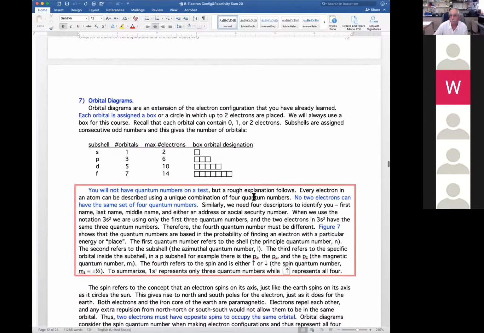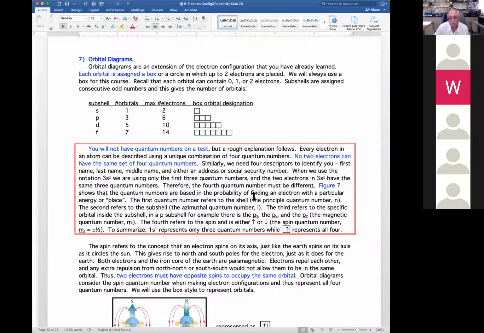Then orbital diagrams, okay, all we're doing is taking advantage of the fourth quantum number. So say I designate some electrons in an atom as 4f3. What does that 4 stand for? That's the shell. That's the first quantum number. What does the f stand for? Well, that's the subshell, the second quantum number.